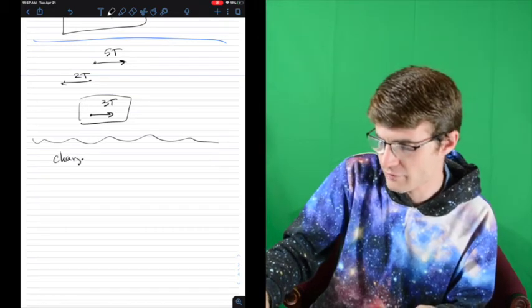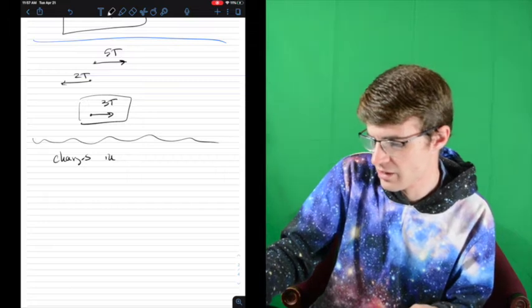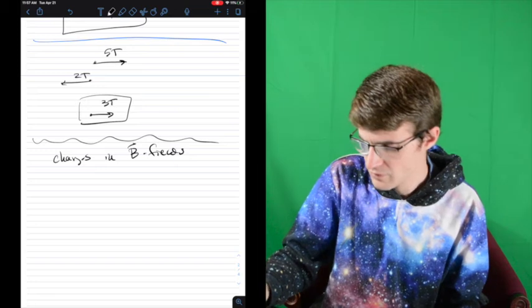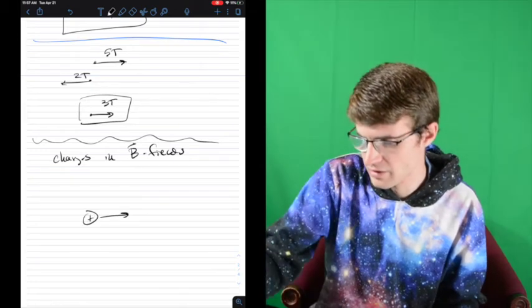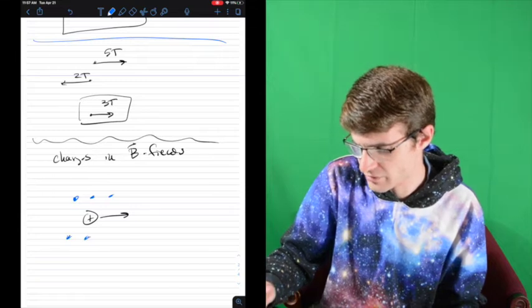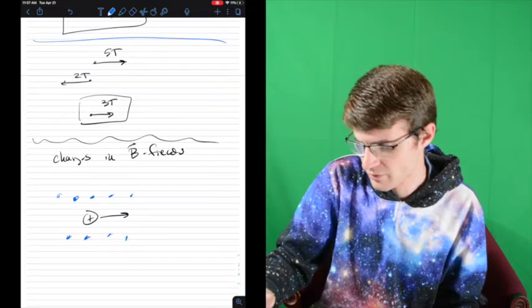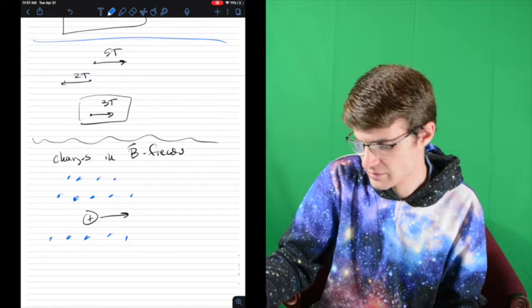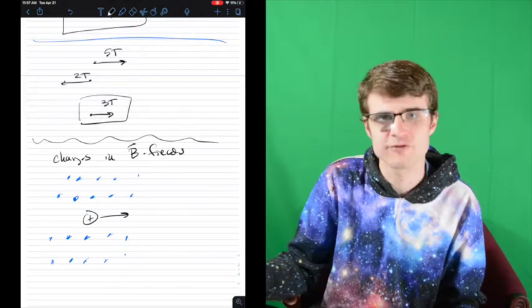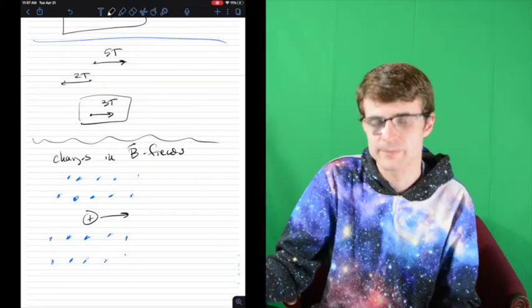So if we have charges in a B field, what type of forces do they feel? Let's say I have a charge, it's moving in this direction, and I have, I don't know, making it up, here's a field that's directed out of the board, pointed towards us. The question is in what direction will it feel a force, or will it feel a force at all?